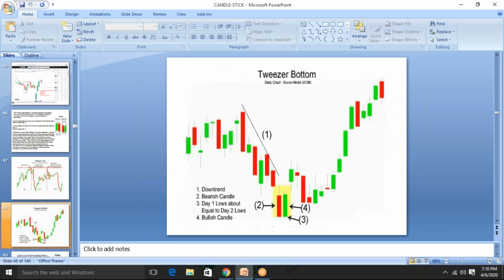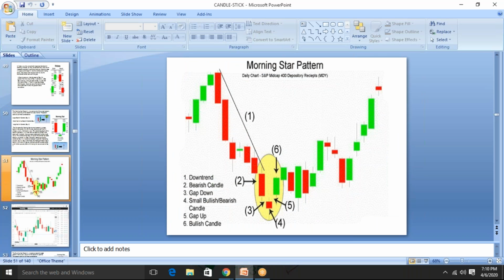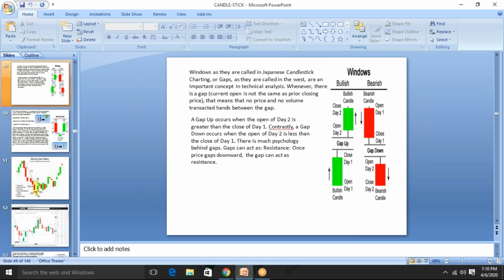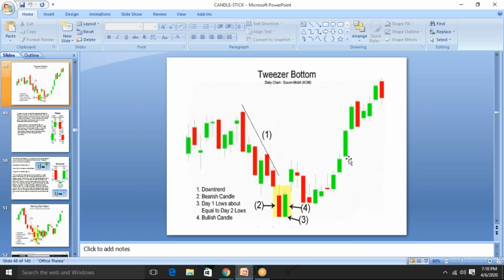And one more thing is tweezer top and tweezer bottom. What is tweezer bottom? Tweezer bottom is similar to the piercing pattern. The only difference is that the opening is exactly equal to this candle.